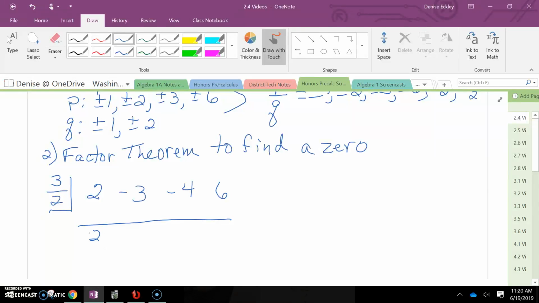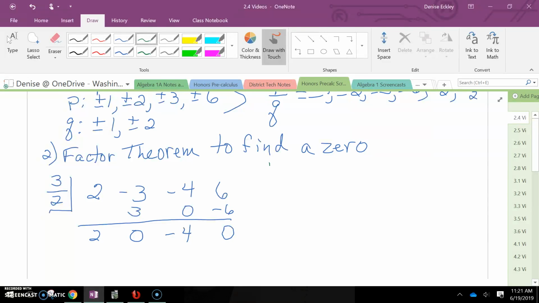So we bring the 2 down, then we multiply and we get 3. So we get a 0 here. And then we multiply, we're going to get a 0. Since we're multiplying by 0, we bring the negative 4 down and we multiply negative 4 times 3 over 2. We get negative 6. And this is another check. We should have a remainder of 0, which we do. So that's another check just to make sure you didn't make a mistake in your calculator, that we do have a 0.